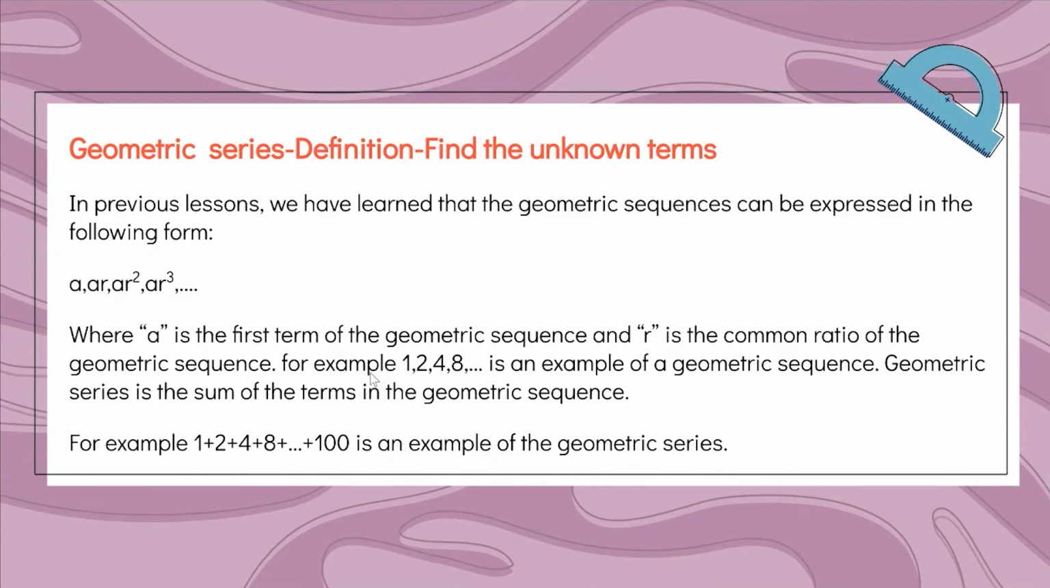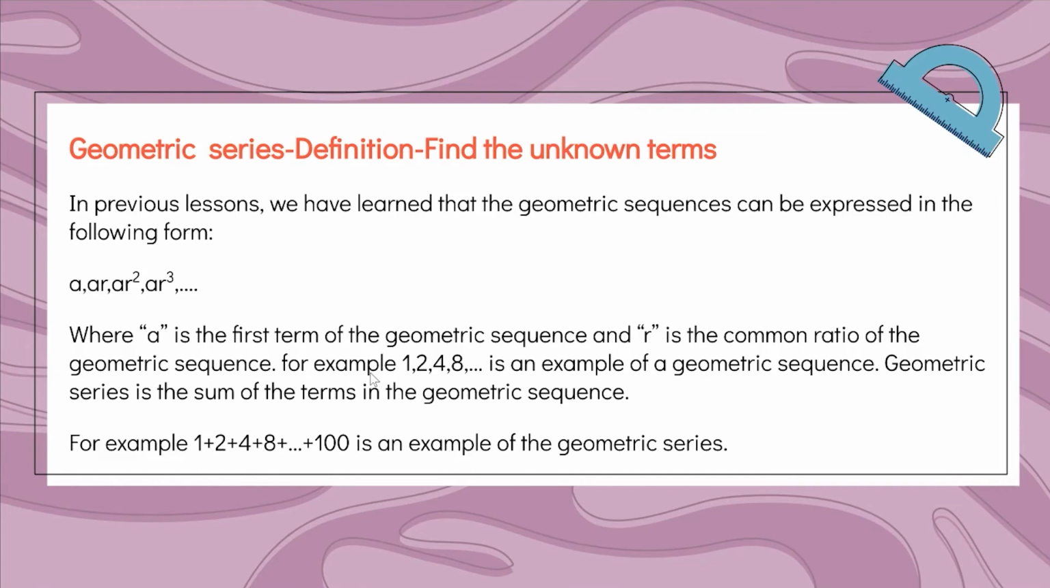Here geometric series defined and find the nth terms. In the previous lesson we learned that the geometric sequence can be expressed in the following form: a, ar, ar squared, ar cubed, where a is the first term of the geometric sequence and r is the common ratio. Here is the formula, for example, I told you 5 minutes ago. r is the common ratio of the geometric sequence.